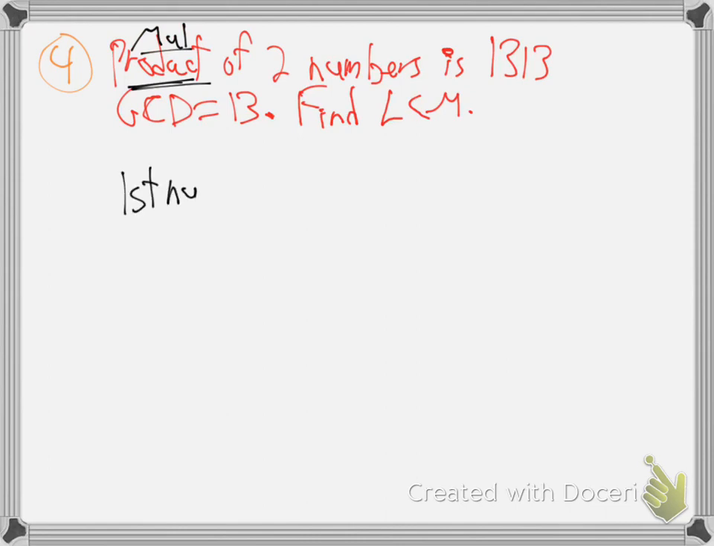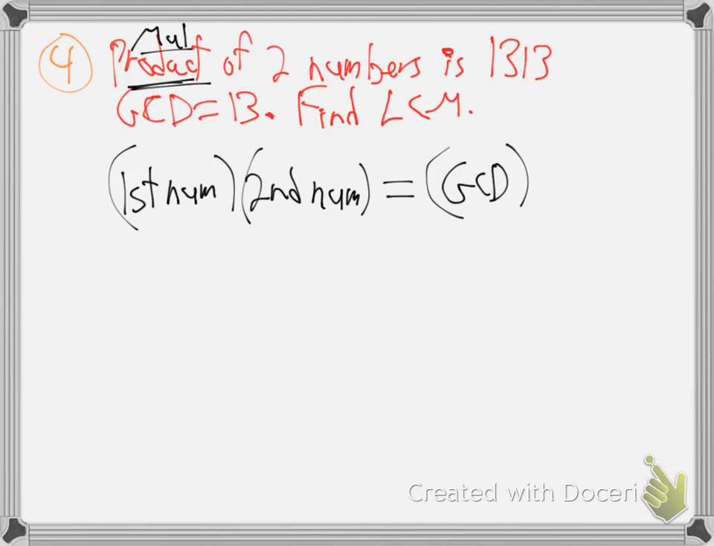First number times second number equals the GCD of those numbers times the LCM. I'm going to give you that like magic. I'm not really giving you a reason why that's true. I just don't have time to prove it, and I don't even know how to prove it off the top of my head. But anyway, it's true. So you want to have that on your 3x5 card.